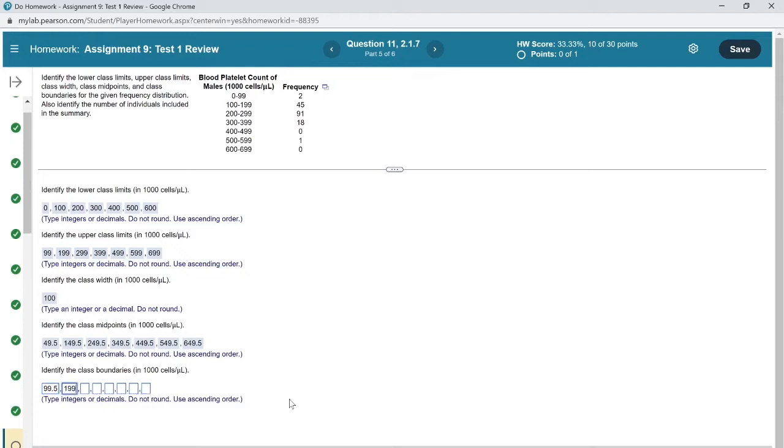So 199.5, 299.5. These are the boundary values. 399.5. They separate the data from one class interval to another class interval. 699.5, 799.5.